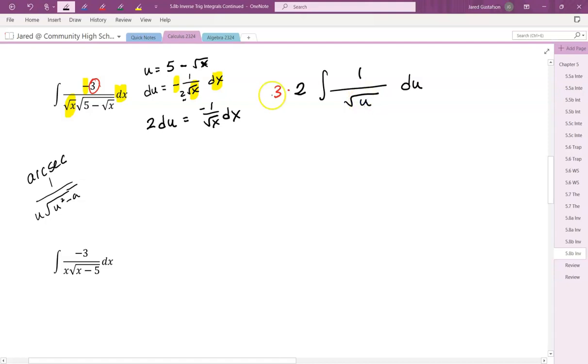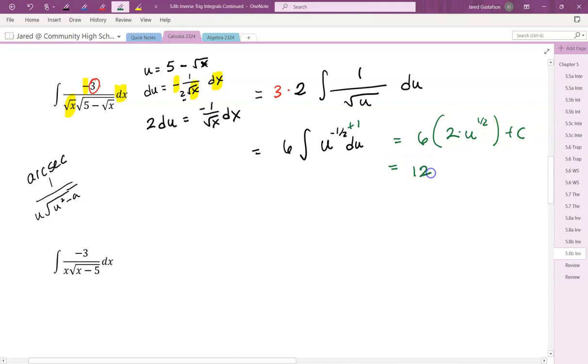This looks like something we are able to do. So we have 6 integral of u to the negative 1/2 power. When we integrate, we add 1 to the exponent. So that's u to the 1/2. We multiply by the reciprocal in front. That's 2. Can't forget our plus c. So that becomes 12 times u to the 1/2, let's just write a square root of 5 minus the square root of x plus c.